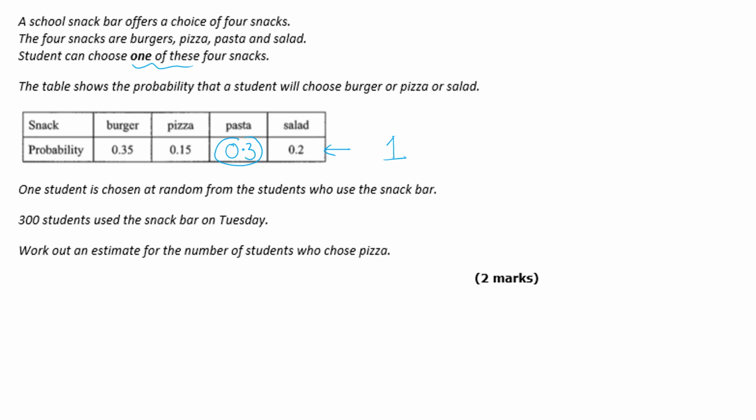Now, a student is chosen at random and 300 students use the snack bar on a Tuesday. Work out the estimate of the number of students who chose a pizza. Now, you're going to look at the 0.15, which means 15% of the time pupils choose pizzas. So if we've got 300 pupils, it's going to be 15% of them. So you can just do 0.15 times 300, because these probabilities are just for one pupil. So we've got 300, just times it, and that's going to be 45 students.